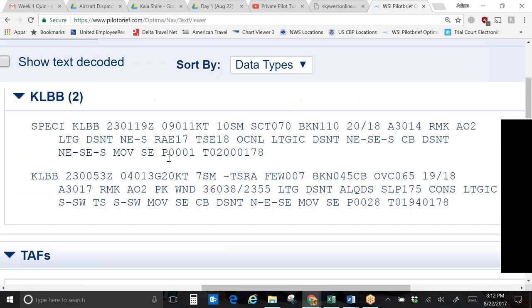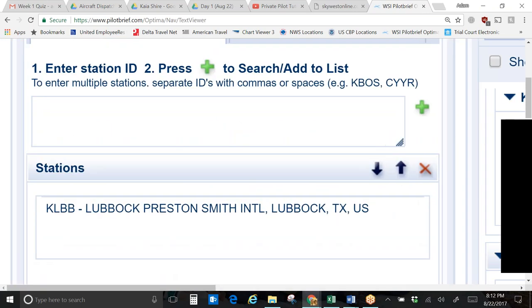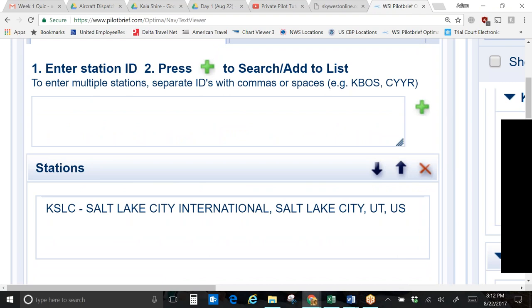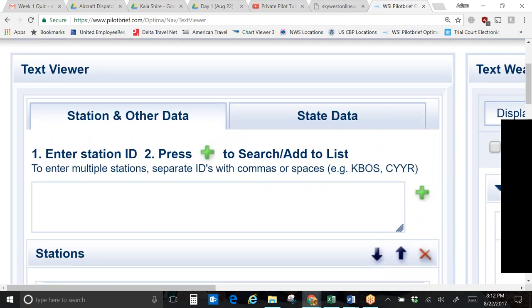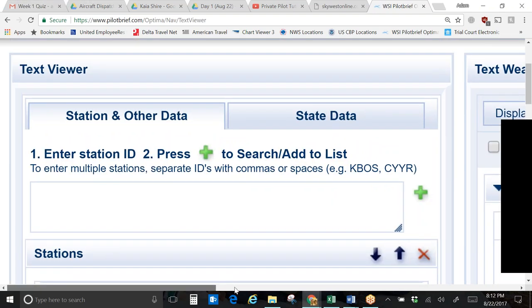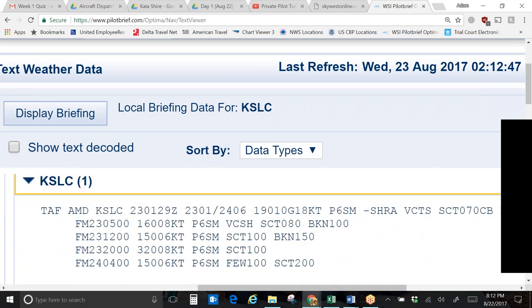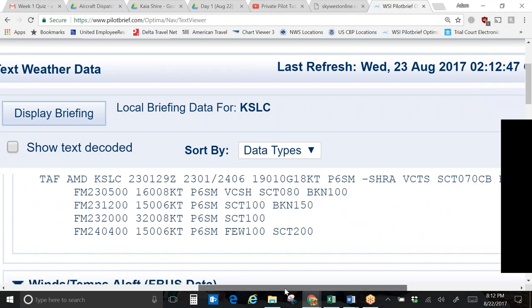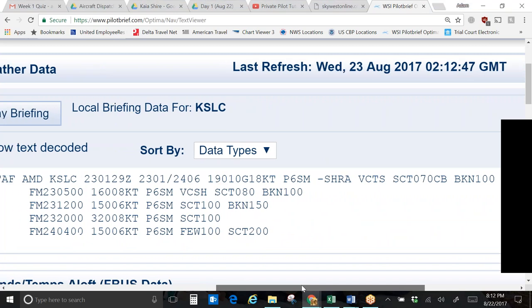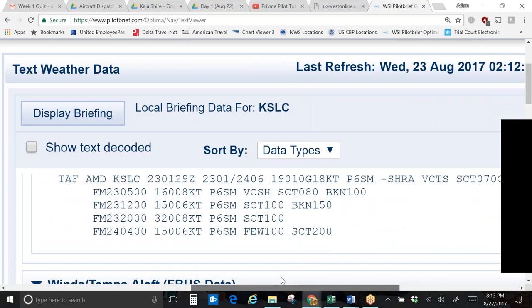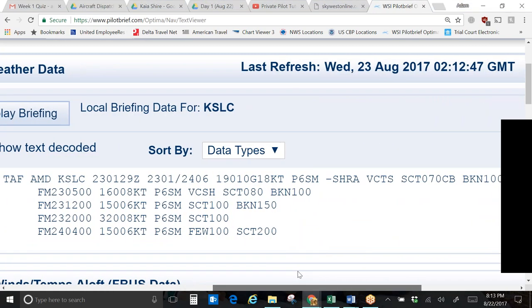Let's look at another TAF real quick. Let's go back to Salt Lake, because Salt Lake had some good ones. Jerry's favorite base? Well, let's look at this one for a minute.